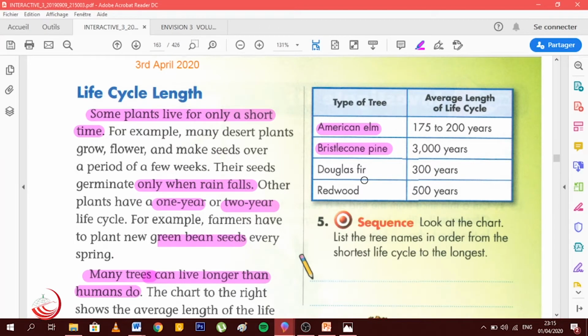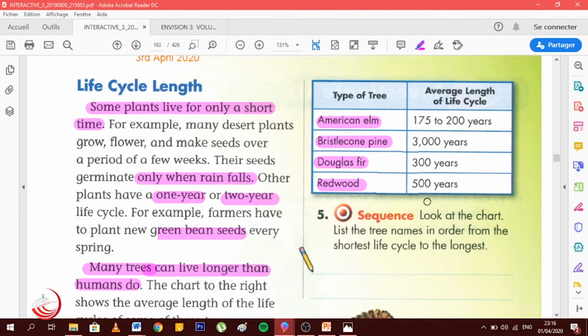And then we have Douglas fir for 300 years, and then the redwood for 500 years. So as you can see, guys, these trees can live for over 100 years, and not all humans can live for 100 years. So all of these trees live more than humans, and they have cycles that are longer than the human life cycle, and that's really interesting.